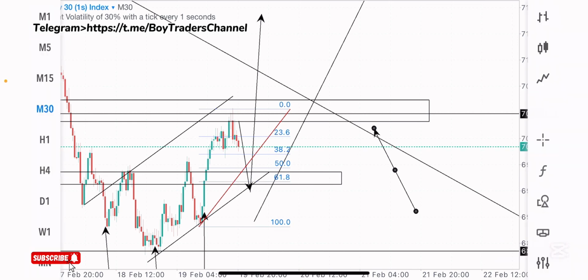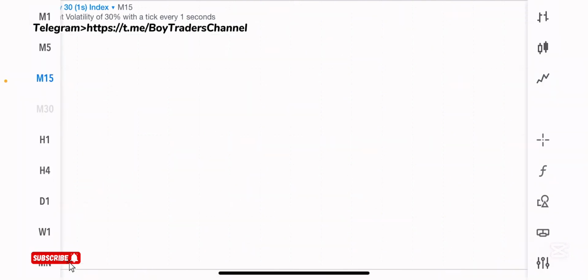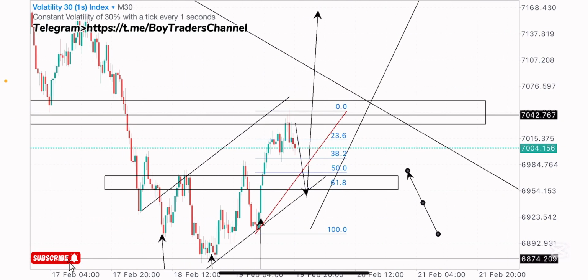So all I do right now is wait for price to sell into my buy zone, which I'll be looking at for some rejections at this point to buy this index. And you guys can as well take advantage of this nice buy opportunity coming up on this index. And I'm getting the buys from this area.